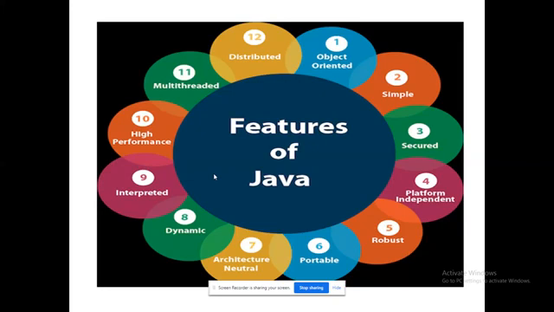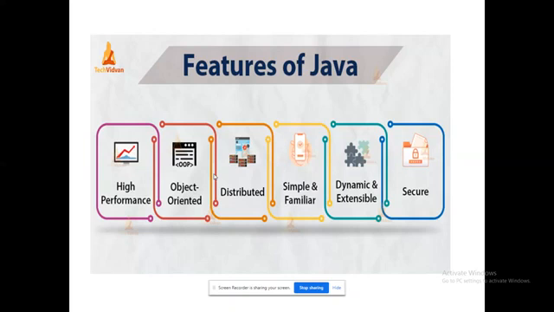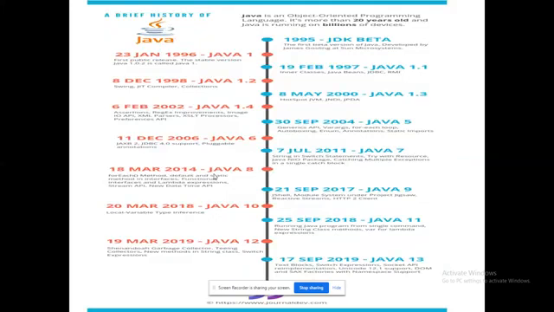It is ready to run on any environment. That is what the term distributed means. The same thing has been given in some other way. The same features of Java. And this could be the history of Java that I want to talk about.